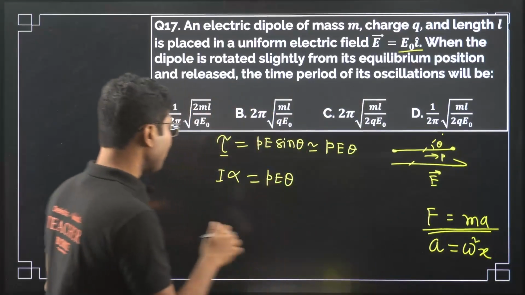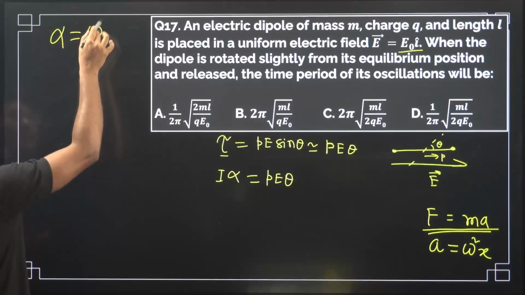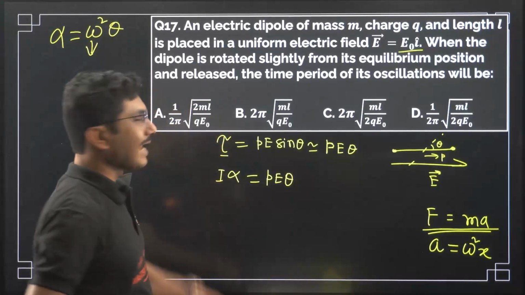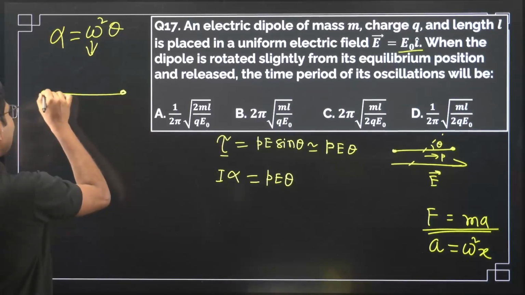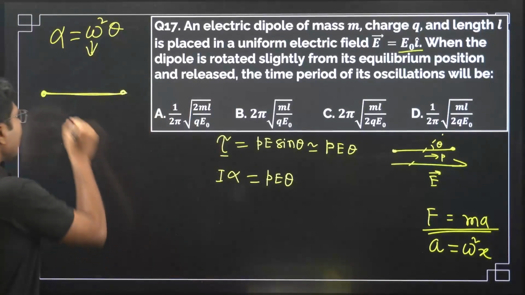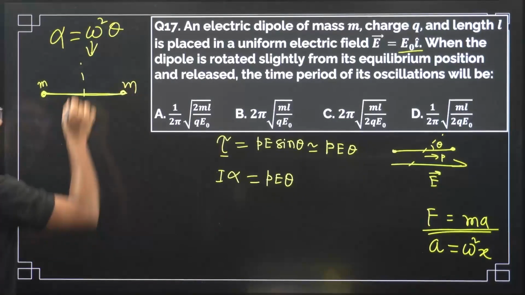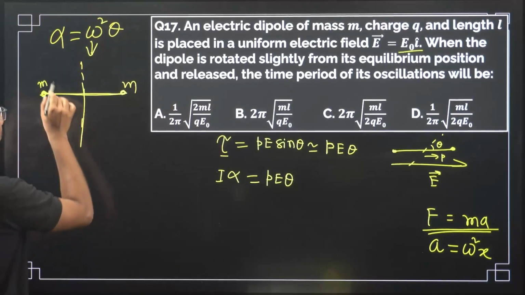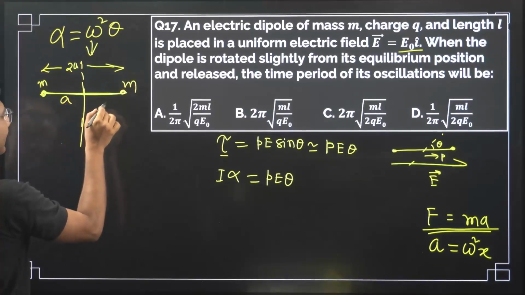In rotational motion, we calculate alpha and we say that alpha equals omega square theta. Same way we calculate omega. First we have to calculate I. How to calculate I? Here we have 2 point masses. Obviously they are not linked, so they are dipoles. This is mass m, this is mass m, and this is the axis of the dipole. If the total distance is 2a, then this distance is a, and this distance is a.